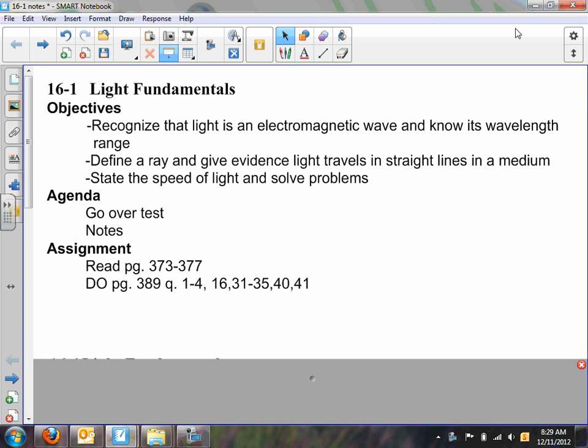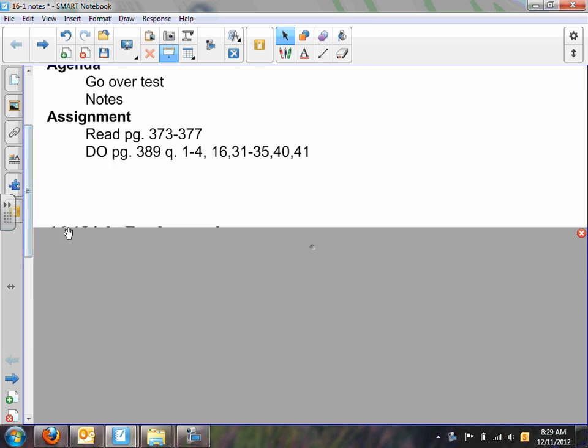Today we're starting chapter 16. Hopefully you've already seen the video on Khan Academy about light fundamentals. Our goal today is to recognize that light is an electromagnetic wave and know the wavelength range, define a ray, and then state the speed of light and solve different problems with that.